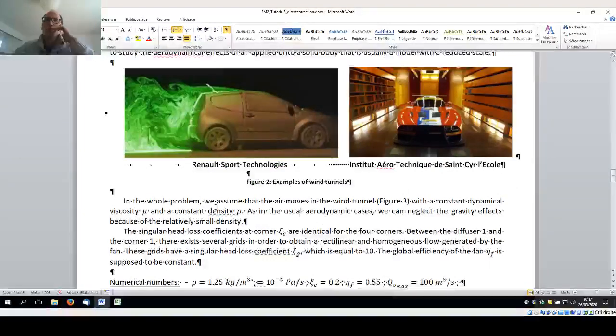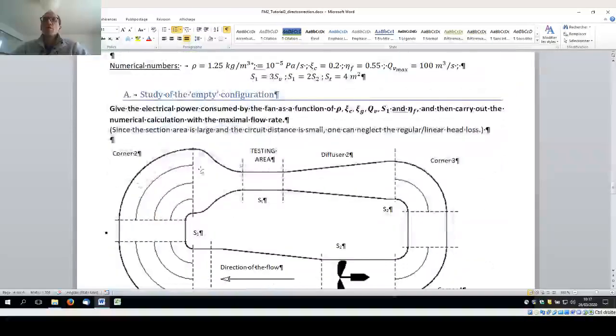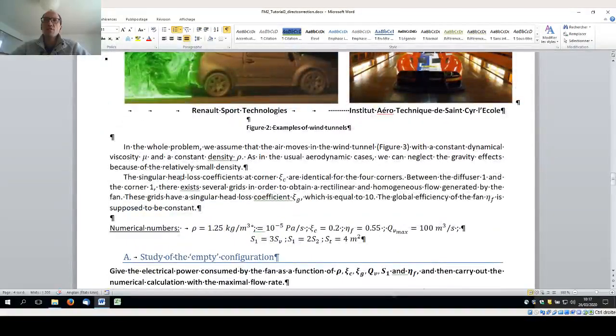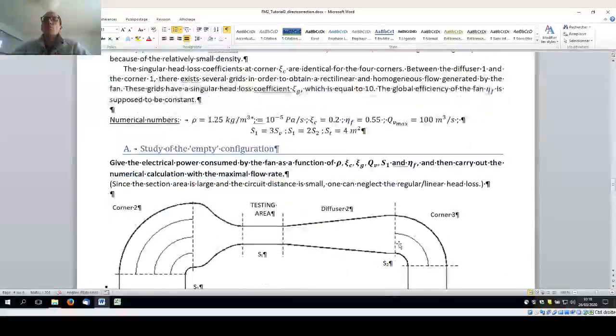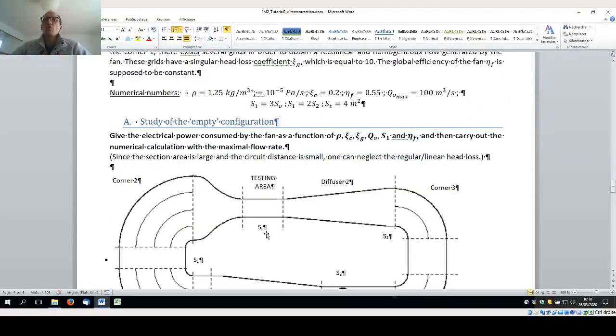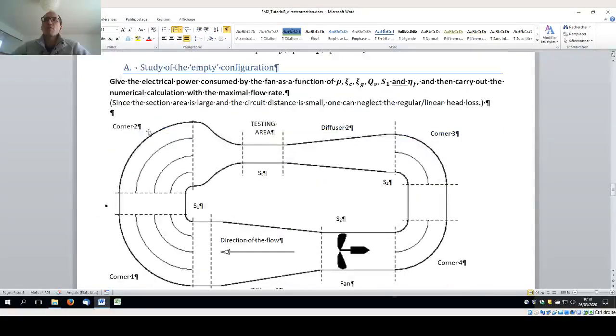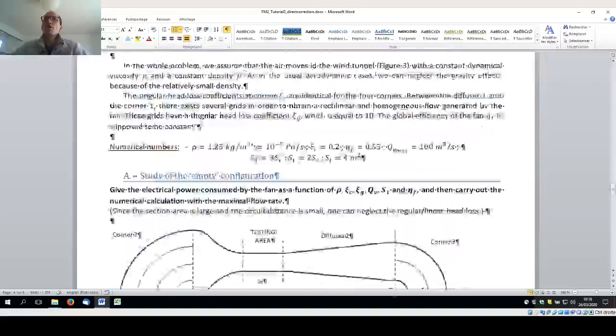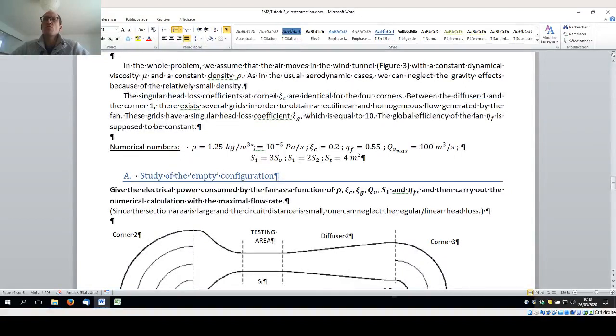So we assume for sure that we have given viscosity and density, and here we treat the problem of a wind tunnel, so it is air. So classically we'll neglect gravity effects. So here, with respect to the presence of corners and so on, we have some head losses associated to the different elements with some characteristics which are provided to you. You have head losses in each corner.